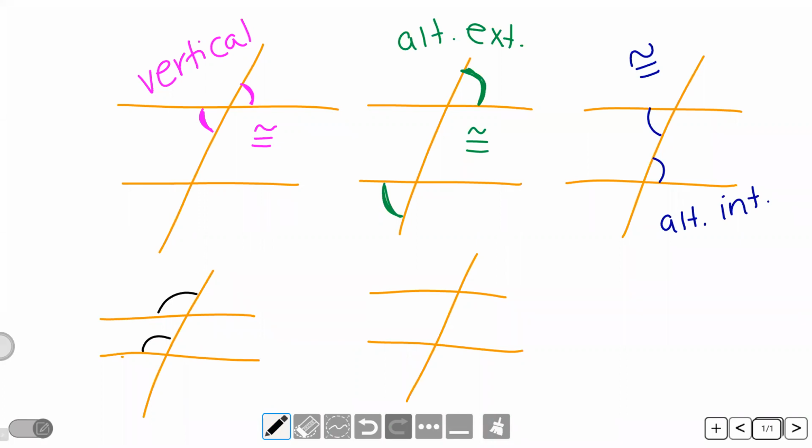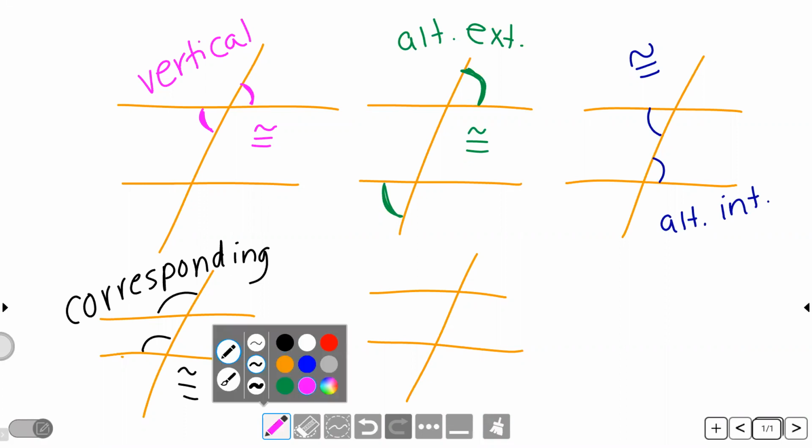All right, if one is on the outside and one is on the inside, you can't pick the word alternate or interior or exterior. You have to pick the word corresponding, because they are in corresponding locations. If you look at the top 4 angles and the bottom 4 angles. And they are always congruent.